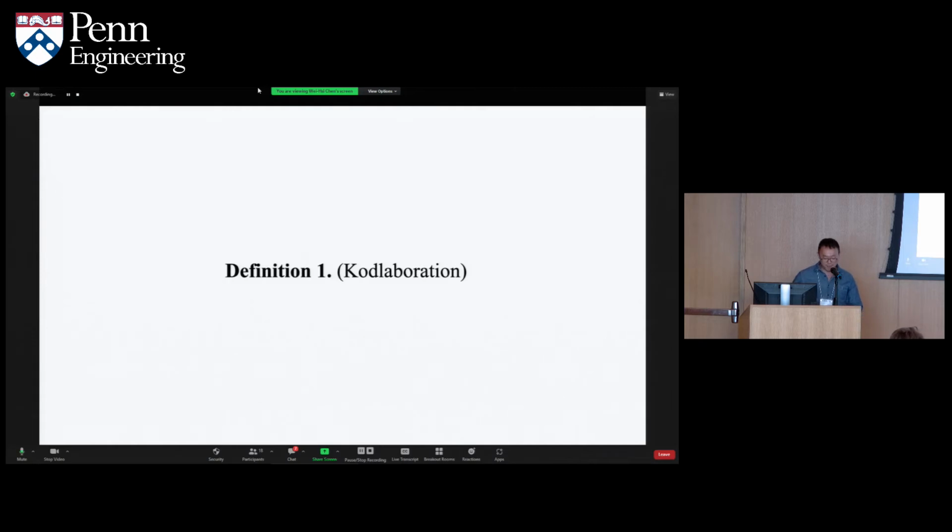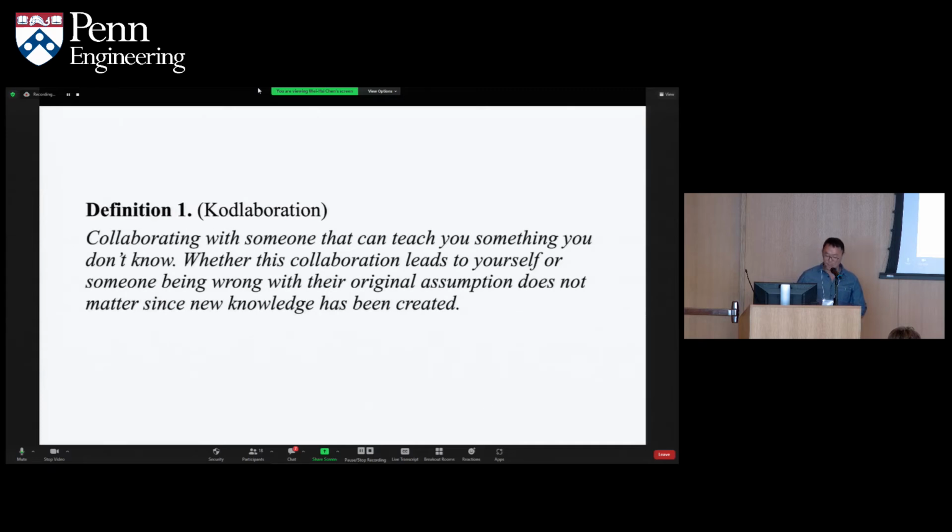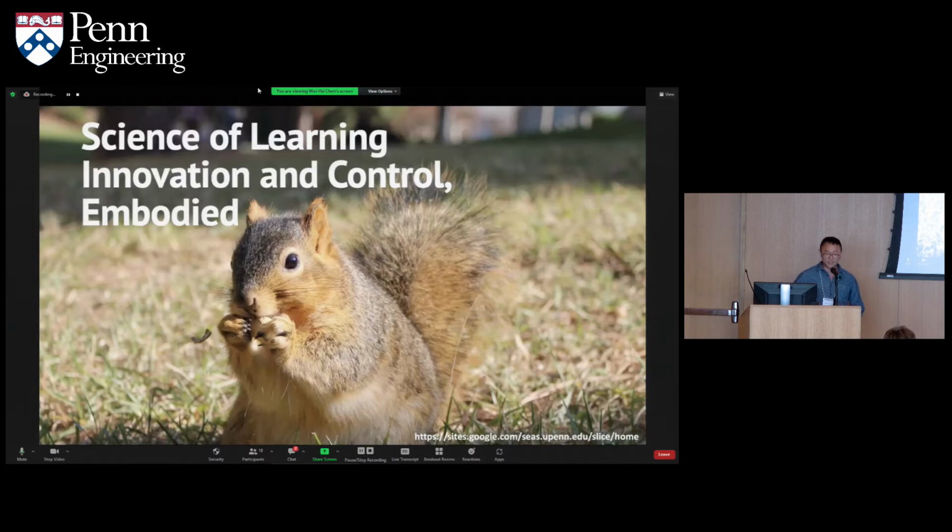So here I'm going to define collaboration. Collaboration is to collaborate with someone who can teach you something you don't know. Whether this collaboration leads to yourself or someone being wrong with their original assumption, it doesn't matter because knowledge is being produced.